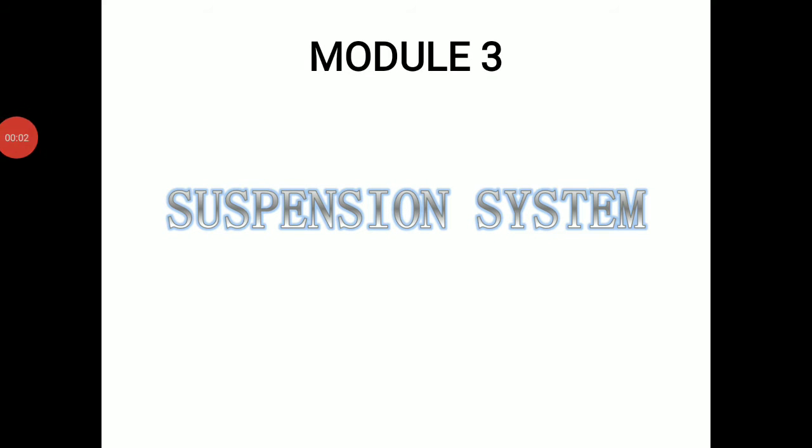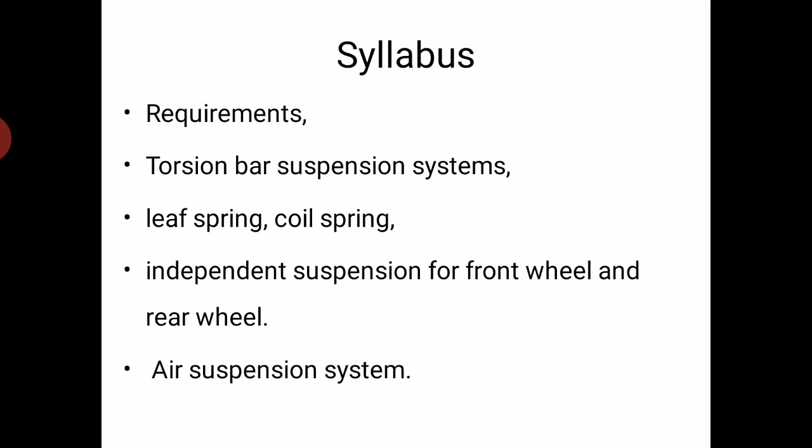Now this is the continuation of class 3, suspension system. In this suspension system we are going to learn what the requirements of suspension are, the torsion bar suspension system, leaf springs, coil spring, independent suspension for front wheel and rear wheel, and what is the working principle behind the air suspension system.